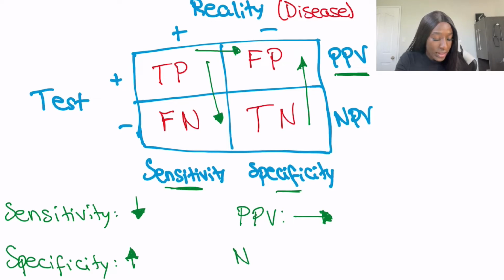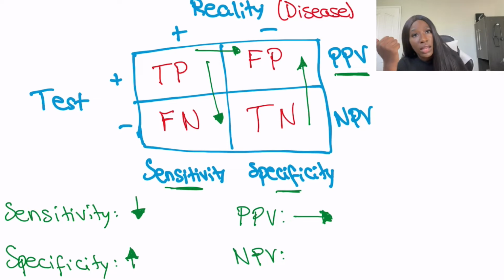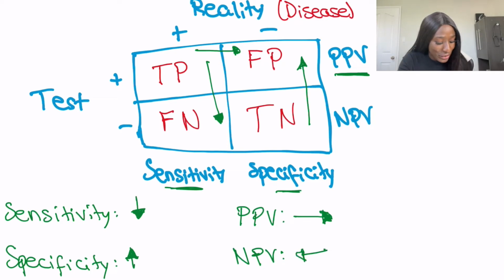So now, last but not least, negative predictive value. I want you to remember that positive is right. The opposite of positive is negative. So if positive is right, negative is left. Great. So we draw the arrow to the left. This is negative predictive value. That's where we wrote it. So arrow to the left.